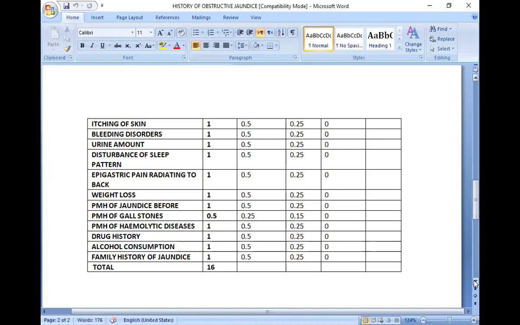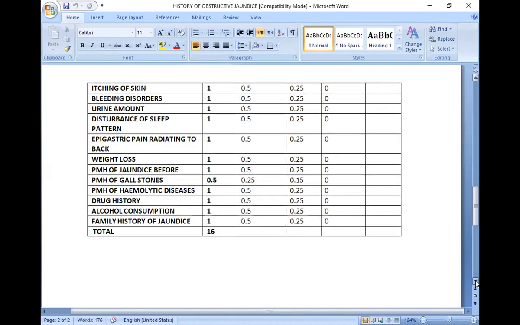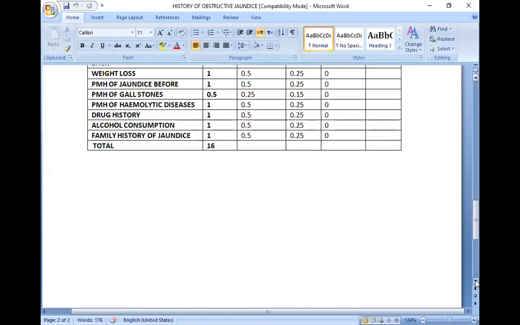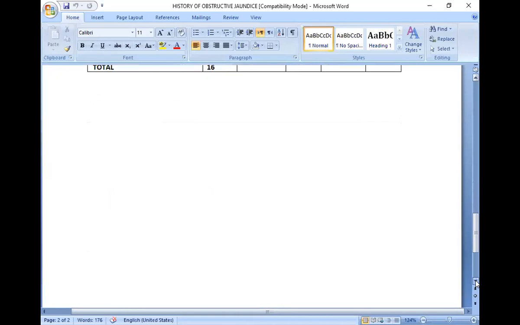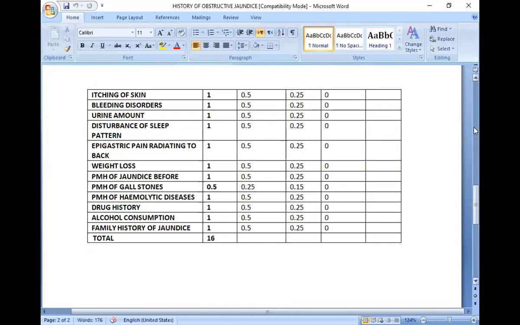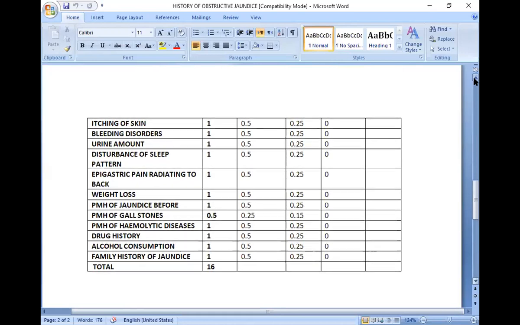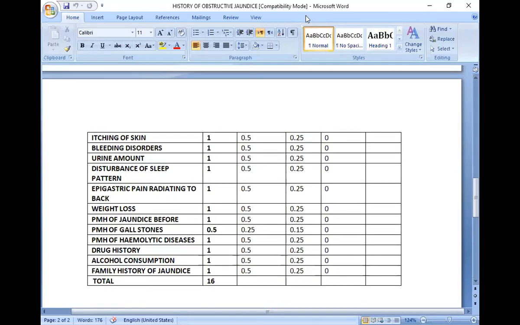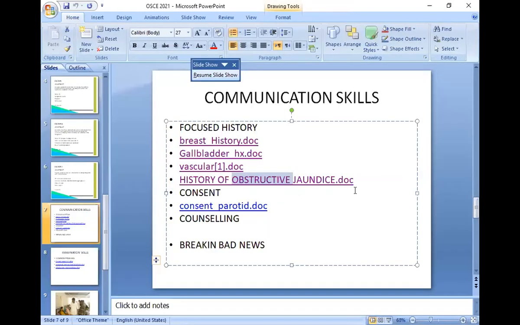Okay. The same as this, examiner name and signature and so on and so forth. Any questions regarding the history?